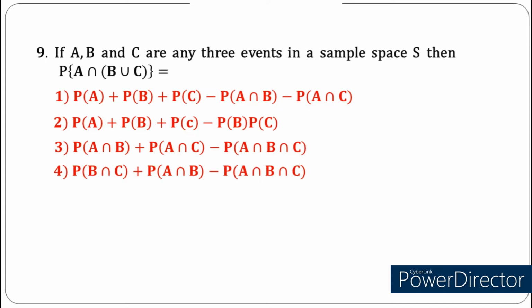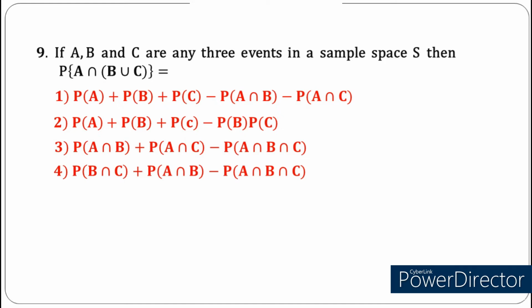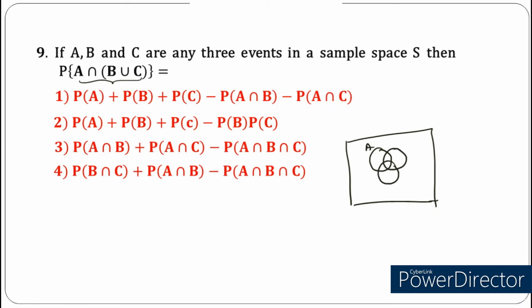If A, B, C are any three events in a sample space, see, they have asked what? P of A intersection (B union C). Okay, to understand this, let's consider the Venn diagram. There are three events here, A, B, C. I'll draw three circles here: A, B, C. Okay, now let's do one thing.